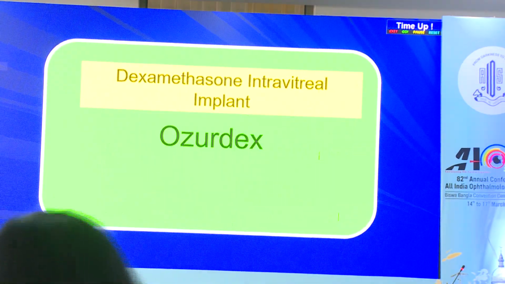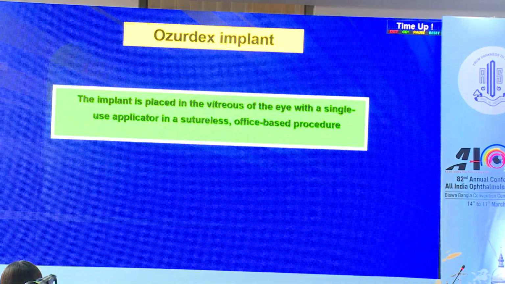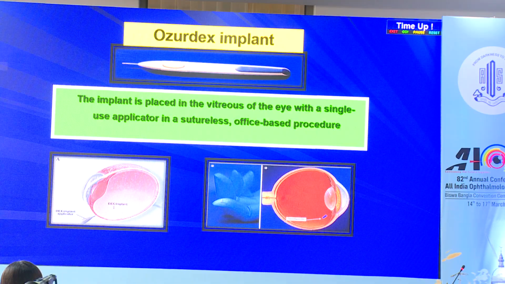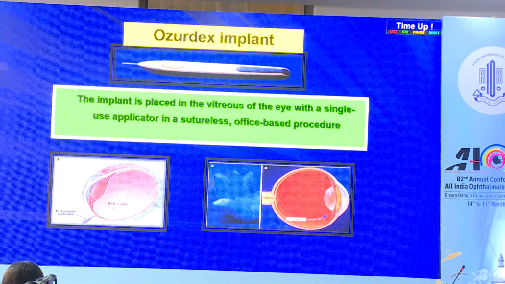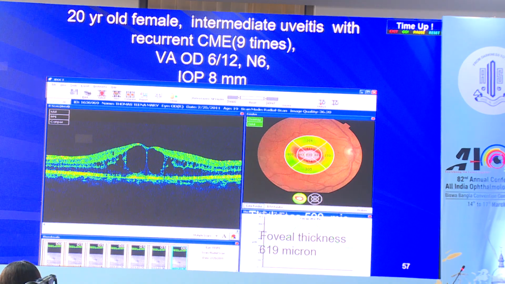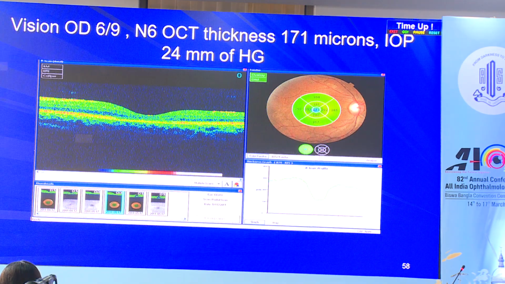Dexamethasone intravitreal implant has come in case of particularly macular edema and recalcitrant vitreous haze, and the implant is placed in the vitreous cavity. It is a biodegradable implant, sutureless, office-based procedure. Often you can do an OCT also, and this is a case of cystoid macular edema. Six times the patient developed cystoid macular edema, responded elegantly with intravitreal Ozurdex implant.